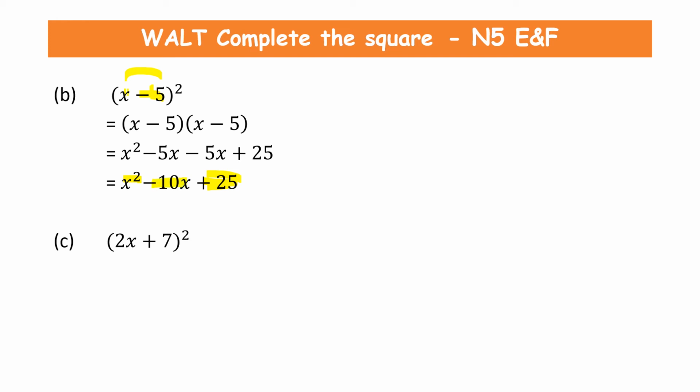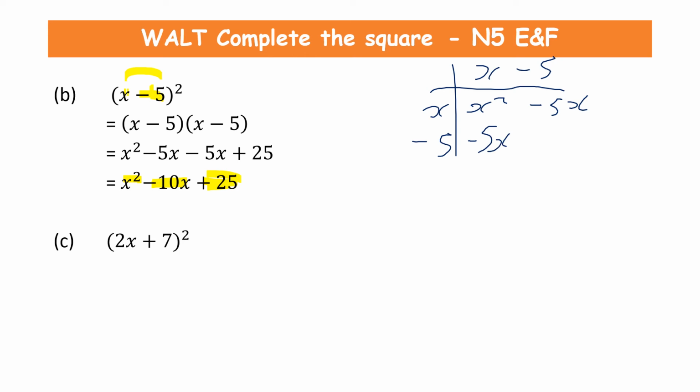And we can look at a picture of that. So I'm going to do that up here. X and negative 5 times x and negative 5. Well, we've got x times x, which is x squared. X times negative 5, negative 5x. I'm sorry, this isn't neater. Negative 5 times x, negative 5x. And negative 5 times negative 5 is positive 25, which gives us what we expect, x squared minus 10x add 25. If you got that, brilliant.